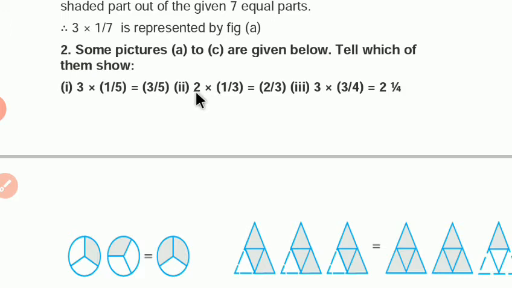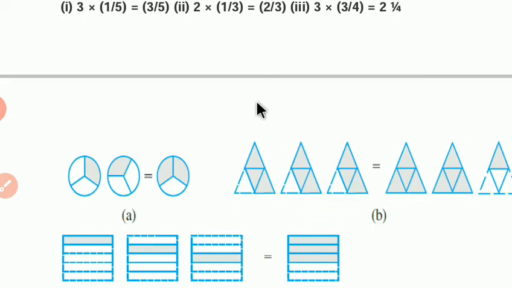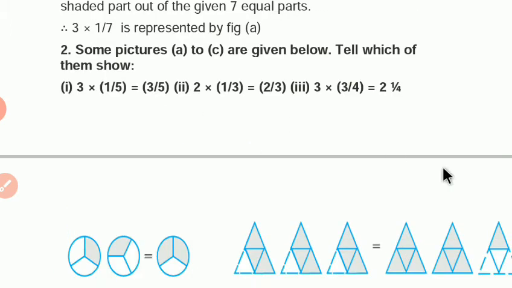Second one, 2 into 1 by 3. 2 into 1 by 3 means there should be two figures and 3 parts in which one part is shaded. And the answer should be 3 parts out of which 2 parts are shaded. So you can see in figure A, 2 figures are there, 3 parts and 1 part is shaded. And the answer is 2 by 3. Here out of 3 parts, 2 parts are shaded. It means the answer of second one is A.